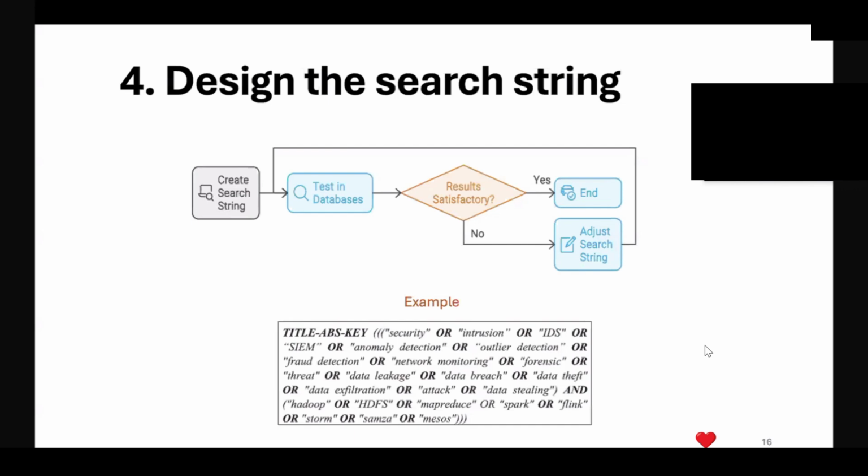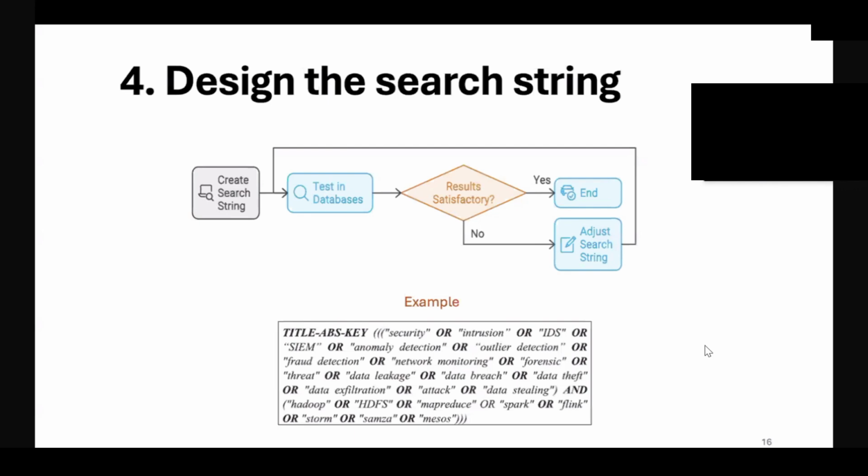Step 4 is designing the search string. Now, this is more relevant in the context of literature reviews, like systematic literature reviews, where you are supposed to make sure that you do not miss any relevant paper. So you design a search string, like the one shown here as an example, and you run it through the databases that I mentioned, for example Scopus, Google Scholar or IEEE Xplore.